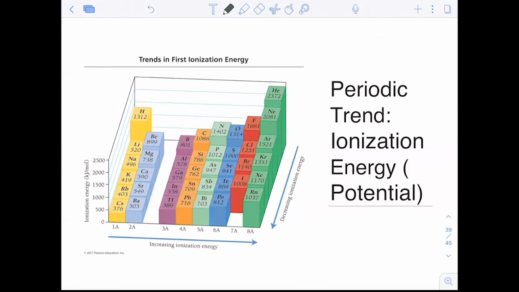Here is another way that the book shows that. Highest ionization energy here, lowest ionization energy down here. So we see this generic trend of increasing up a group and across from left to right. Again, for the same reasons as before, either the Z effective or the principal quantum number.